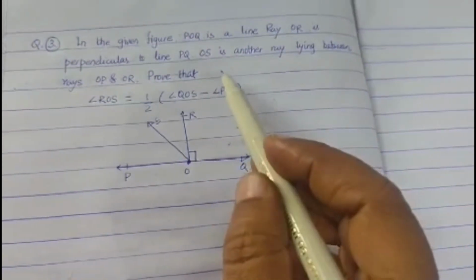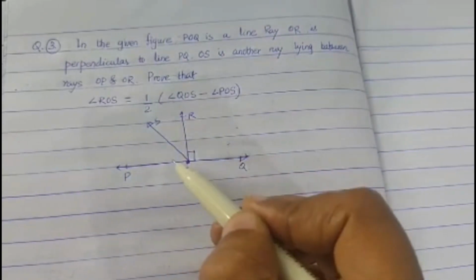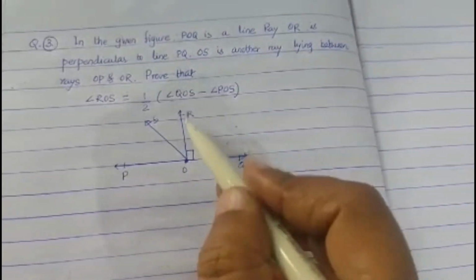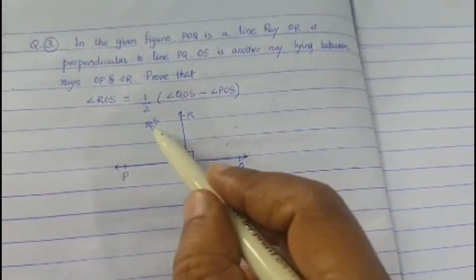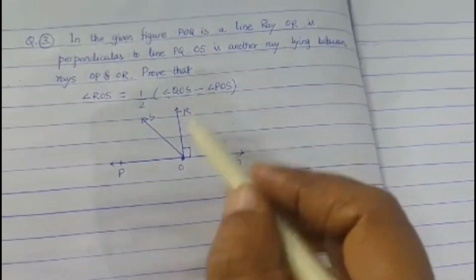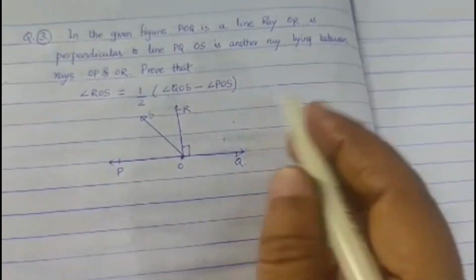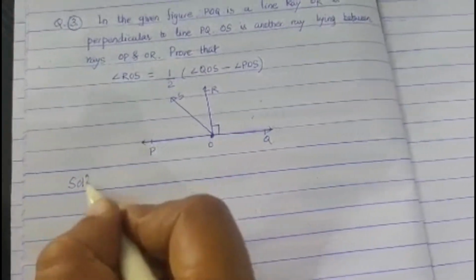OS is another ray lying between rays OP and OR. To prove that angle ROS is equal to half of angle QOS minus angle POS. We have to prove this one. So okay, let's do it. Solution.